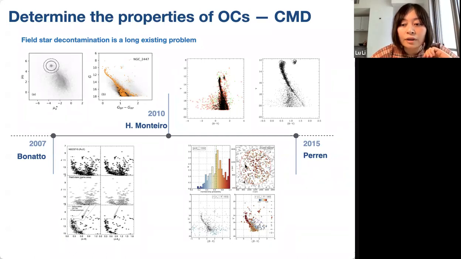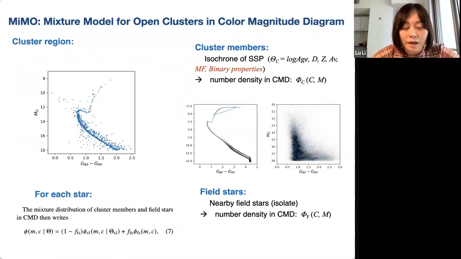But instead of membership determination first and isochrone fitting next, we have a better solution. I propose a mixture model of open clusters in the color-magnitude diagram to fit the isochrone, stellar mass function, and the binary parameters at the same time. The model treats an open cluster as a mixture of single stars, binary star members, and field stars. The cluster members are modeled based on the stellar model isochrone, mass function, and the binary properties. And the field component is modeled non-parametrically using nearby field stars.